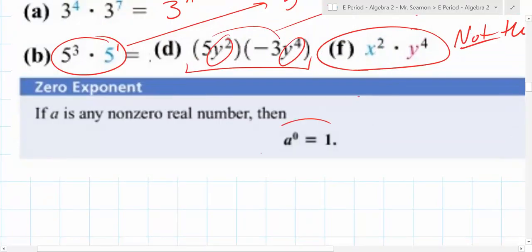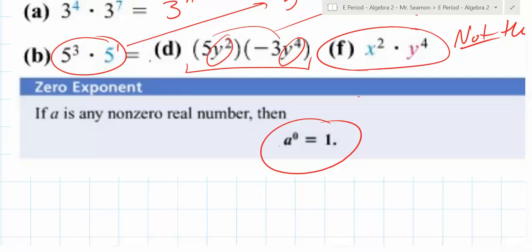What about this right here? This is just something that's true, and we don't really prove it in this class, but I can show you some graphs later. Anything to the 0 power is 1. We're not going to prove it right now, except for what number? Yeah, a doesn't equal 0.